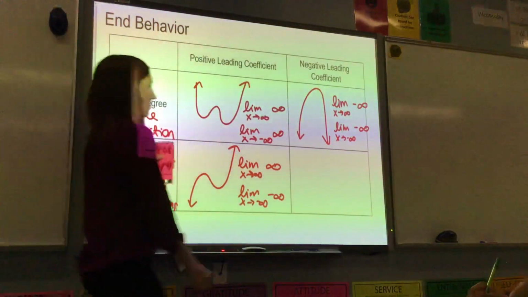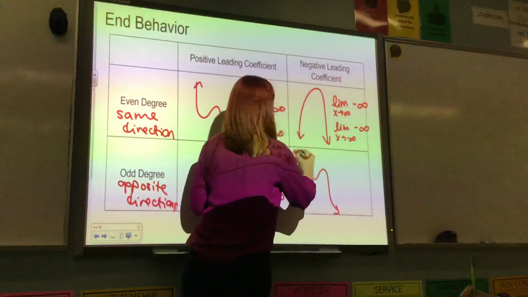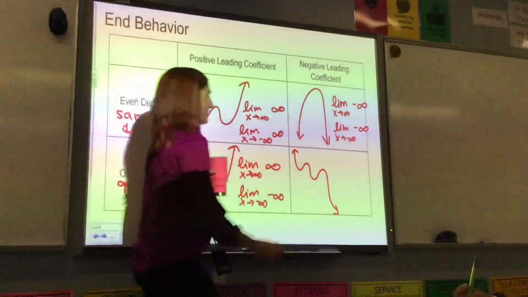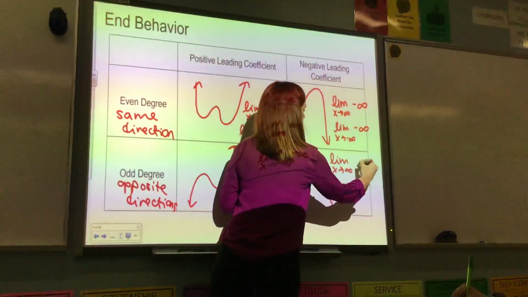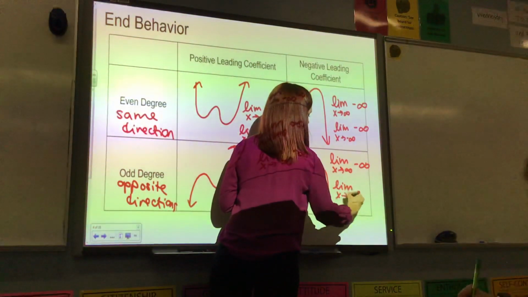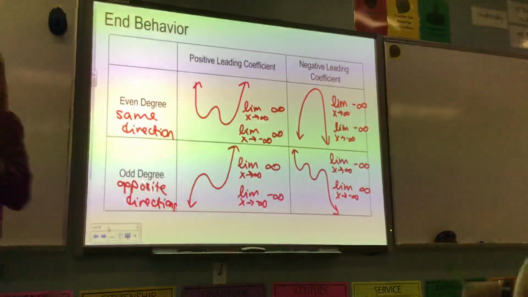Negative's just going to flip that. That's really pretty. Good job, me. Okay. As x goes to positive infinity, it'll go to negative infinity because it's going down. And as x goes to negative infinity, your graph will go up, so it'll go to positive infinity.